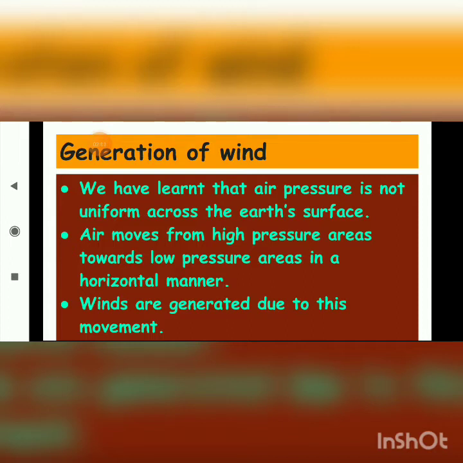Okay, so how does it move? It moves from high pressure areas to low pressure areas in a horizontal manner. And winds are generated due to this movement. Okay, so how have they been generated? Winds are generated because air moves from high pressure areas towards the low pressure areas in a horizontal manner. Winds are generated due to this movement.